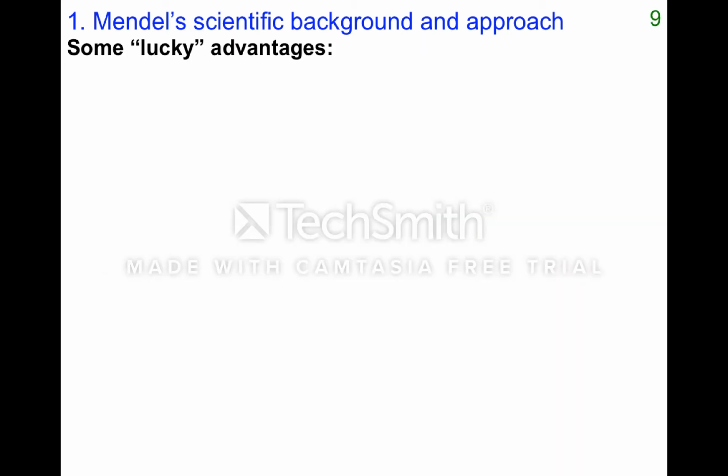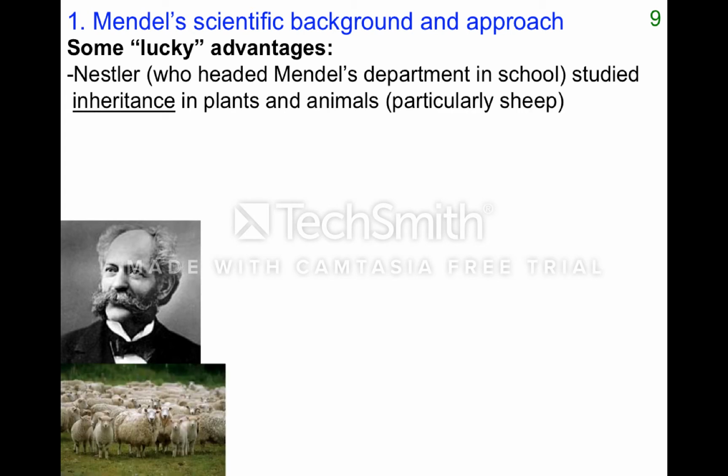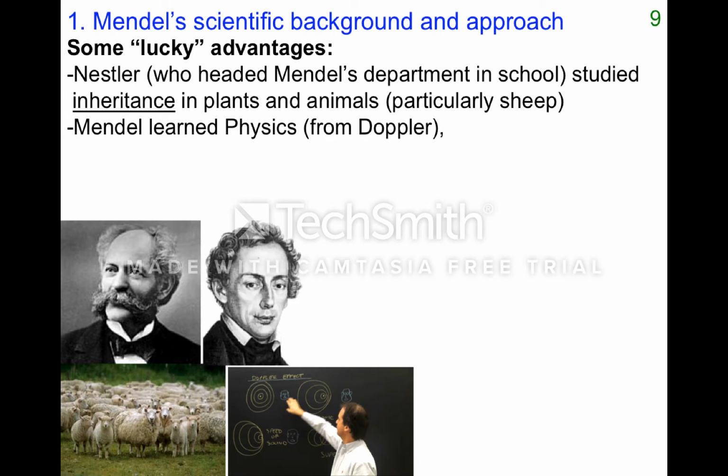Now, he had some kind of lucky advantages. For example, the head of his department, Nestler, just happened to study inheritance in plants and animals. So his background among his instructors was already in inheritance. Nestler studied inheritance in sheep. Another thing that's helpful was that Mendel, during his studies, learned physics from Doppler.